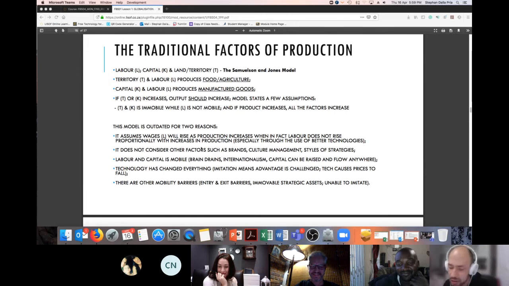Economists did not take into account that labor is very mobile and will move to where it's needed. It was assumed that labor would stay in one place and be immobile. Technology has changed everything. So of course, imitation means that advantages have been challenged, and that's the China-Western conundrum: technology is imitable. Does that make sense? Any competitive advantage that you acquire from technology is not there forever.